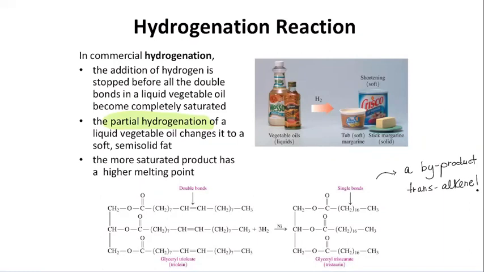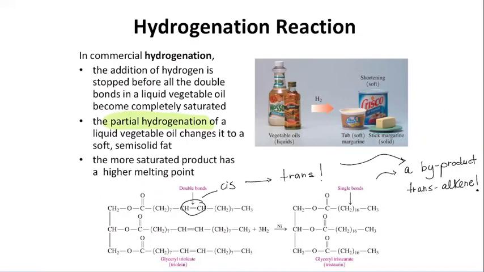What does that mean? That in the hydrogenation reaction, sometimes this cis alkene turned into trans. Okay, and that is the byproduct. Now, trans fat is something that is not desired.